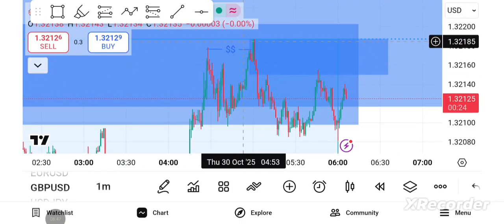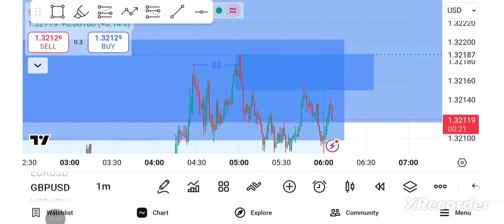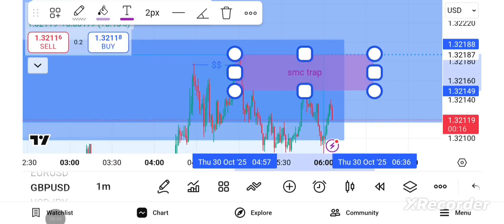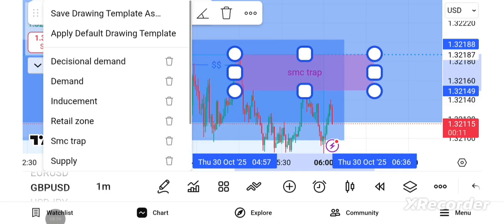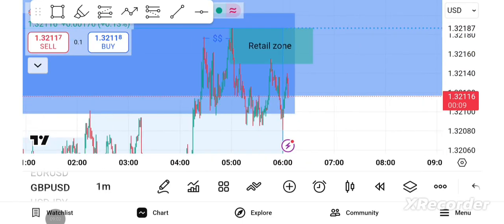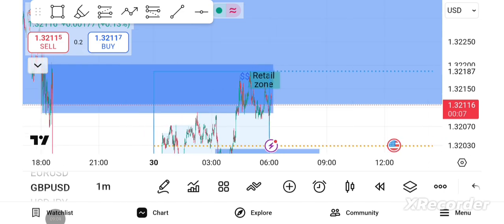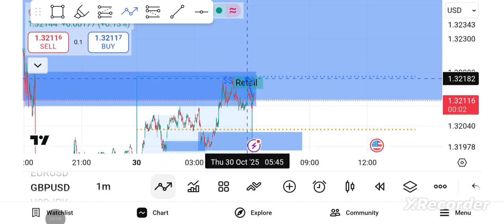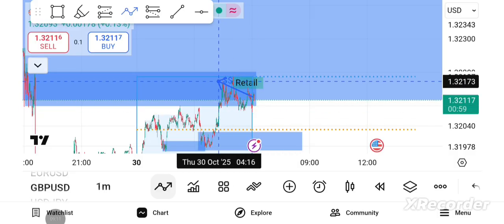So we have this sweep, we have the break of structure. In fact, I can call this a potential smart money trap or a retail zone. The reason I'll call it a retail zone is because it's not in my key time window, and this could most likely be the early sellers' trap, that we could trap sellers into thinking we have come into a supply zone, but it's during the Asian session.